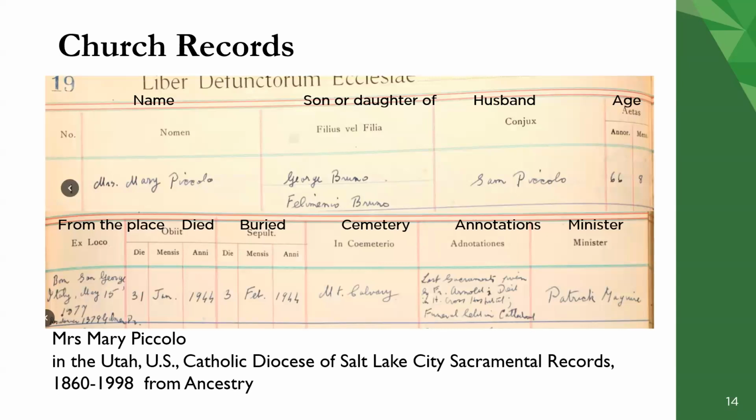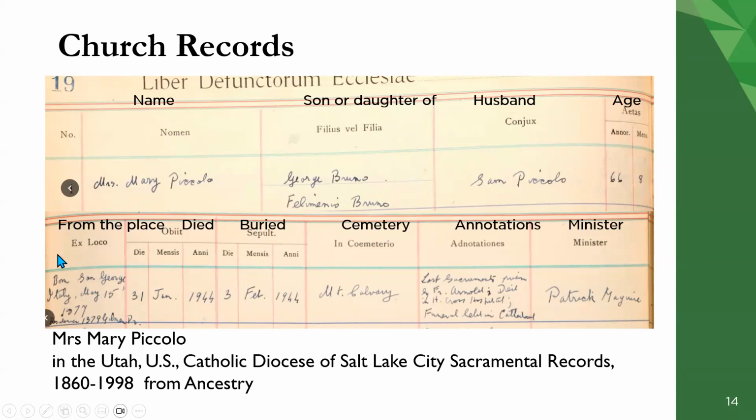Okay, here's an example for Mrs. Mary Piccolo. This is from Utah. This is from the US Catholic Diocese of Salt Lake City. Okay, and I found this on Ancestry. The headings are in Latin, but I did translate them for everybody. So you've got her name, her parents' names, the husband's name, when she passed, the age she was when she passed, and where she's from.